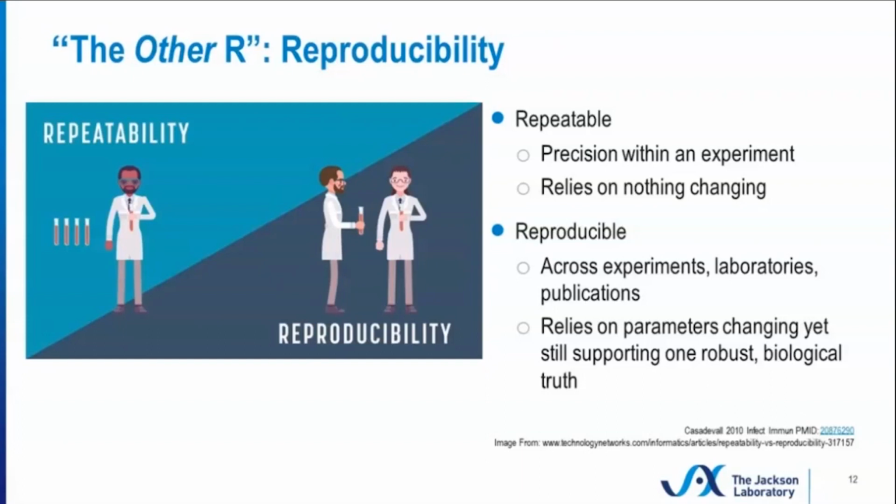And how you can check that is the truth should hold across experiments, laboratories, publications, and even if it relies on parameters changing, yet supporting that one robust truth. So like this cartoon that I put up here, if you are the person who's trying to do that experiment over and over again, it's always a good idea to publish that or communicate that to your peers so that a certain other person can come in and follow exactly what you have performed in another setting, but that the experiments still hold to be reproducible.